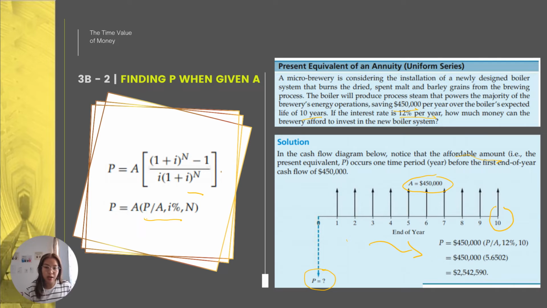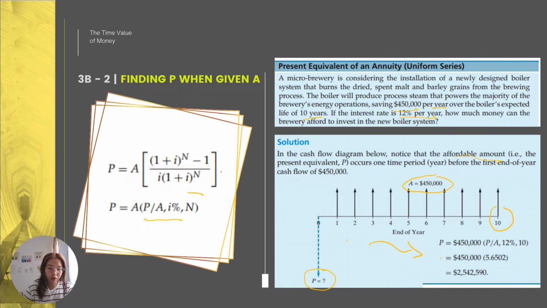So the increase in annual cash flow is $450,000, and it continues for 10 years. Right? Because it is savings. For 10 years at 12% annual interest. It is savings per year, so it is recurring per year, and 12% per year is the interest rate. For 10 years, the upper limit on what the brewery can afford to spend on the new boiler is computed with this formula.